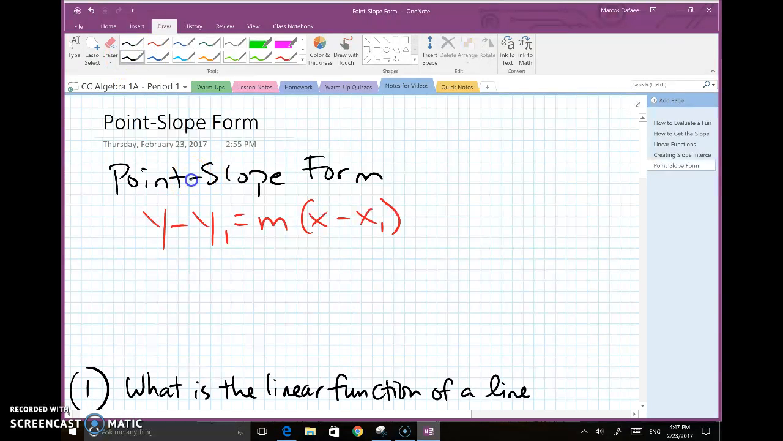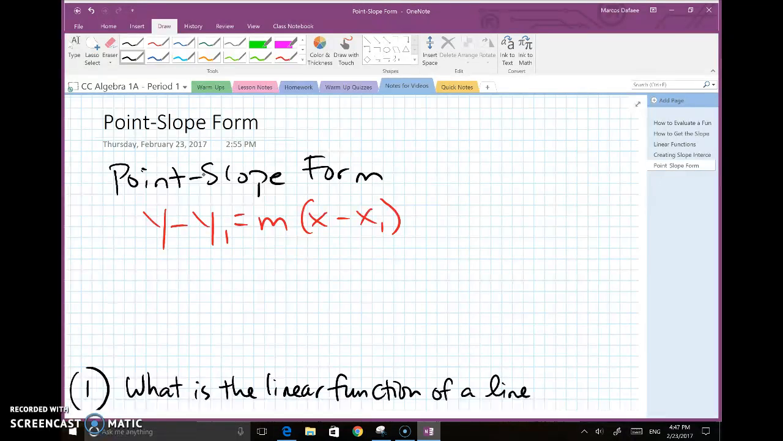Today I'm going to talk about point-slope form. Point-slope form is very different in appearance from its brother or sister, slope-intercept form. Point-slope form has a very specific use, as the name might suggest. It is used when you know a point and a slope of a line, and then you can generate the name of that line through this function that you see here in red.